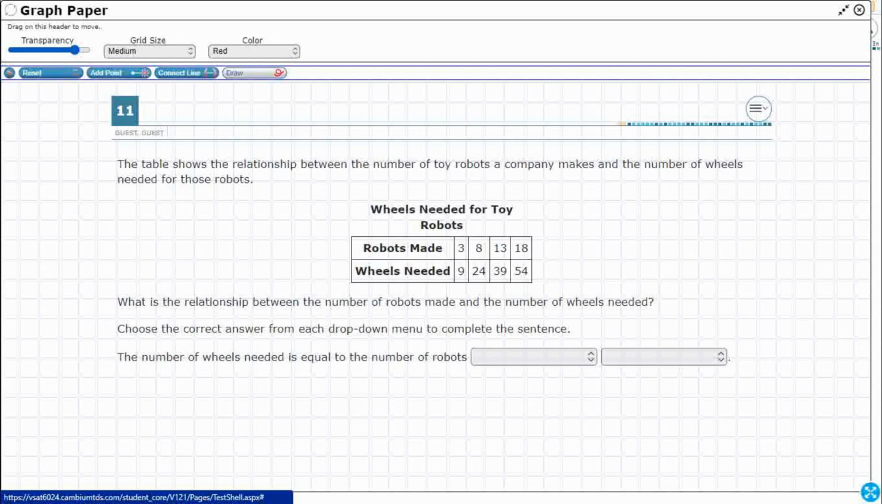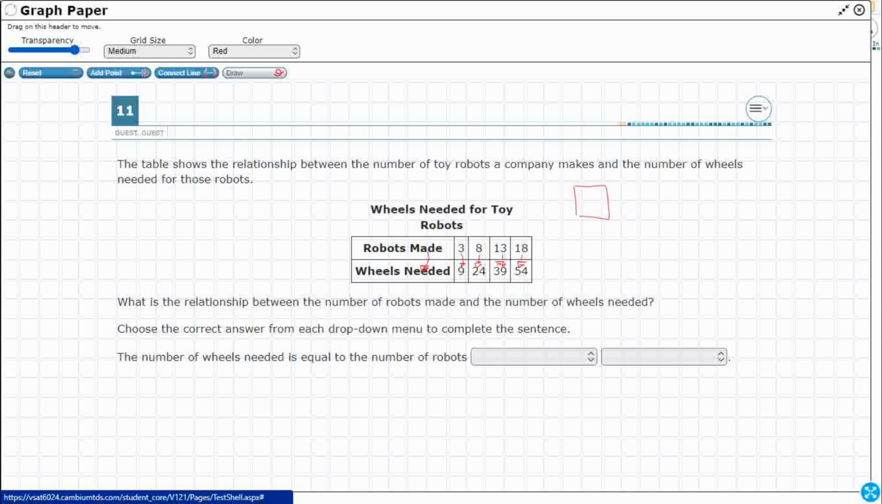So what we need to be doing is looking at the two different categories, robots made and wheels needed. The two different categories are up and down, so we need to be looking up and down. So we need to be looking like this. Robots made, wheels needed, right? So we could even draw a picture here. All right, here's my 3 robots, and it looks like I need 9 wheels, right?